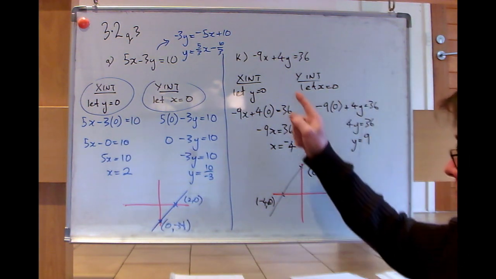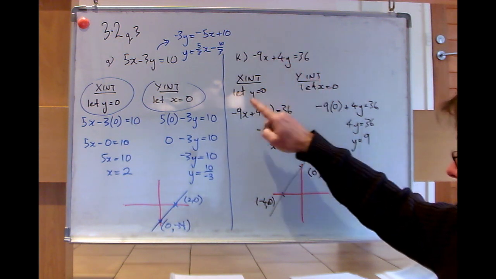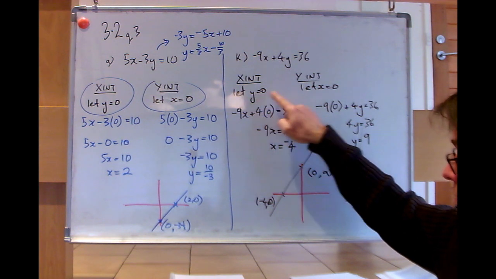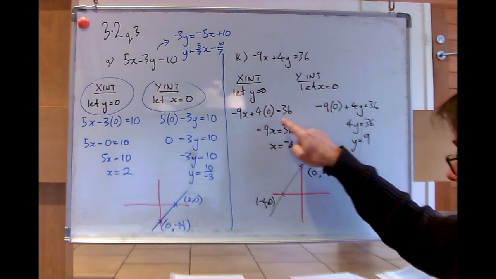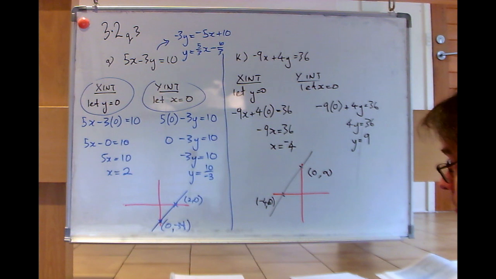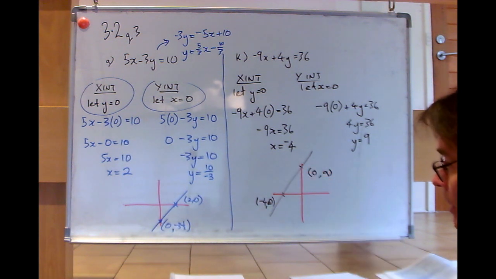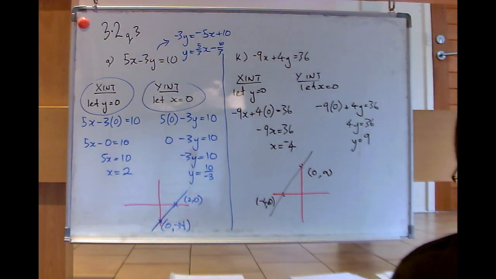Here's a second example. Again, I've got my two headings. X-intercept, let y equal 0, y-intercept, let x equal 0. Replace the x and the y with a 0 and solve it. Mark the 2 points in the graph and join them up with a straight line.